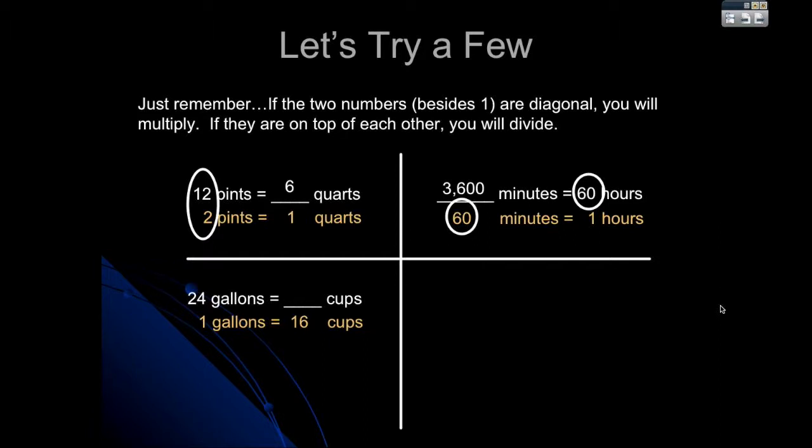16 times 24, and that would be, come on, you don't have it memorized? 384. This is the old way when math used to be easy. And I think we have one more, and then I'm going to stop because I think we go into subtraction.